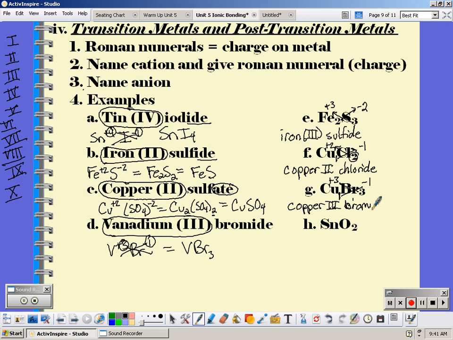If I uncross my charges, I get a +2 and a -1. But oxygen is supposed to be a -2. So I'm going to multiply by 2, multiply by 2. So this is actually tin 4 oxide.